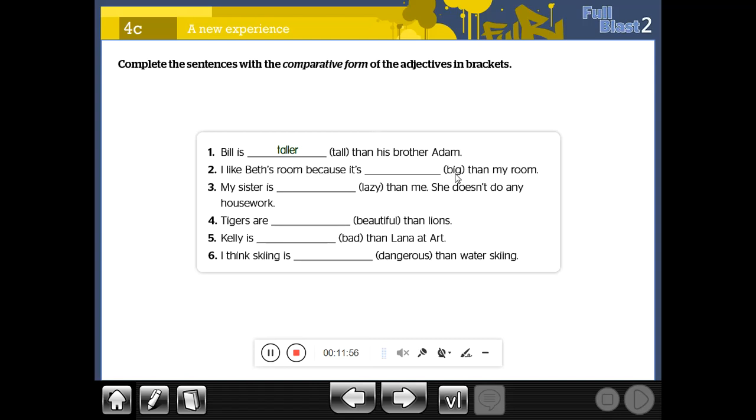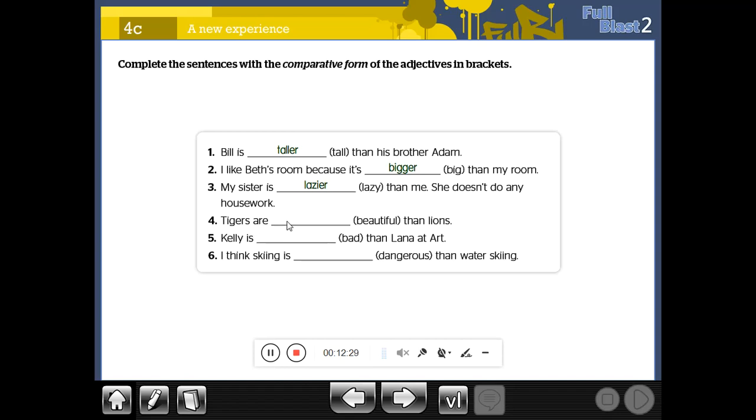But big, look at big. Consonant, vowel, consonant. Yes, very good. We have to double the last letter, double G. Bigger than. My sister is lazier than me. She doesn't do any housework. Yes, we compare between two persons, my sister and me. So lazy, the last letter is letter Y, and it's one syllable. So we have to change letter Y into I. Lazier than.